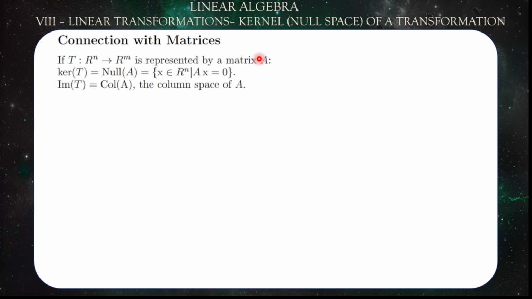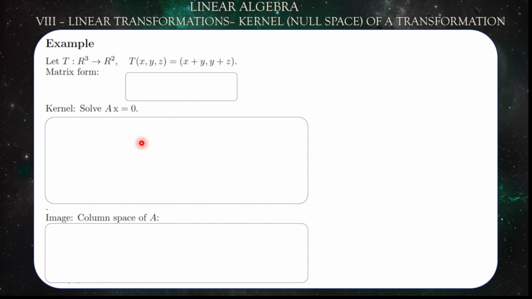Connection with matrices. If T, the transformation, is a transformation from Rn to Rm represented by a matrix A, then the kernel of T is the null space of A, equal to all x within Rn for which Ax equals 0. It is the solution of Ax equals 0. The image of T is equal to the column space of matrix A.